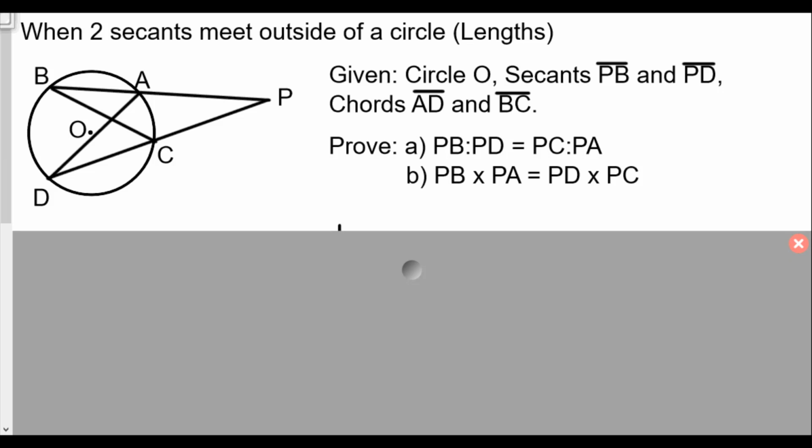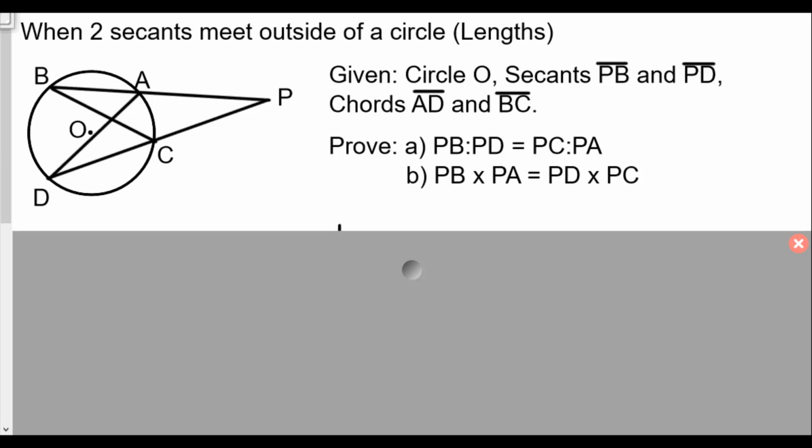Welcome back. This is a video that will discuss when two secants meet outside of a circle, but not for angles, but their lengths of the segments. We'll begin with the proof, given circle O, secants PB and PD, chords AB and BC. So we want to prove first the proportion, that PB to PD is equal to PC to PA.